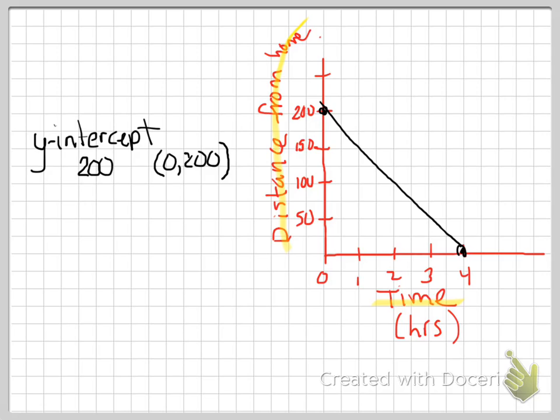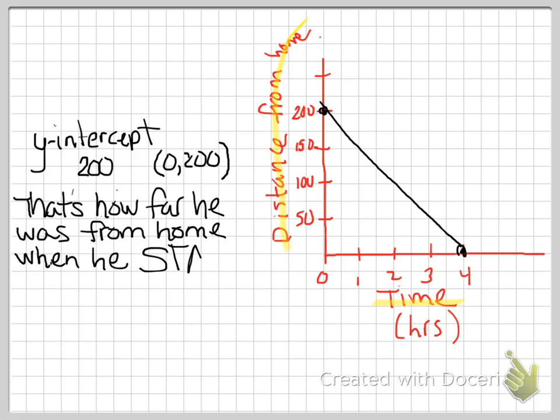Okay, so what's the importance of it? Well, if this is the distance from home, what did 200 mean? 200 meant that's how far he was from home when he started. Okay, so this point right here means that that's what happened at 0 hours. So we had to have been 200 miles from home before he even began to come home.